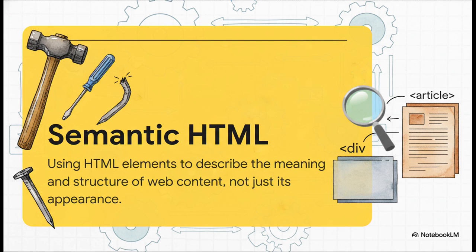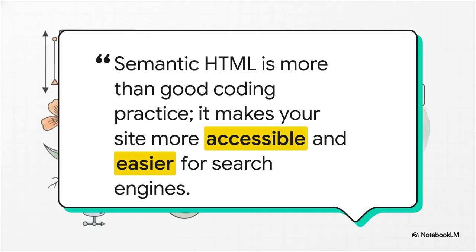So what are we really talking about here? Semantic HTML is dead simple in concept. Use the right tag for the right job. That's it. It's about choosing elements that actually describe the content inside them. I mean, you wouldn't use a wrench to hammer a nail, right? So why on earth would you use a generic div when you have a perfectly good article tag just sitting there?